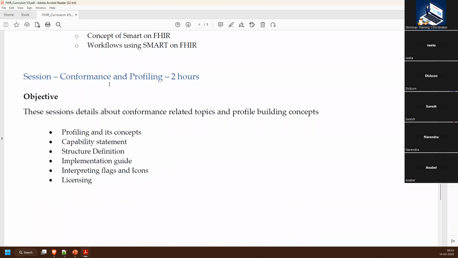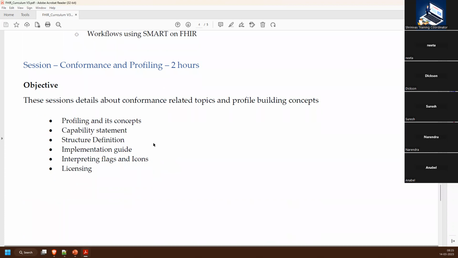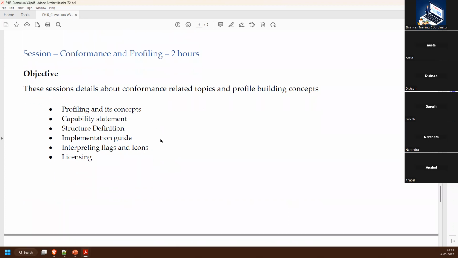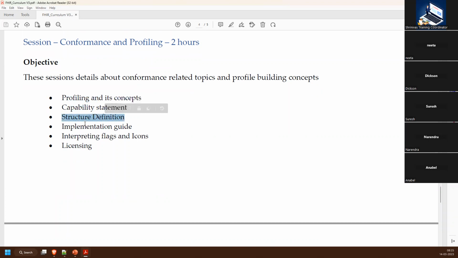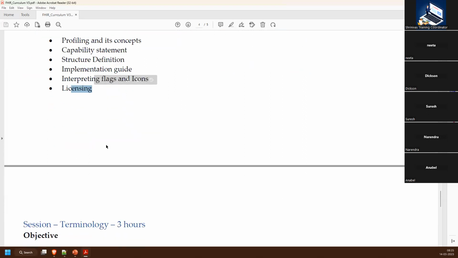And finally, we'll take a look at conformance and profiling. So these are basically the resources which will help us to run through an implementation. We'll take a look at profiling, what is capability statement, what is structure definition, what is an implementation guide, how do you interpret flags and icons, and we'll talk about a final thing called licensing.